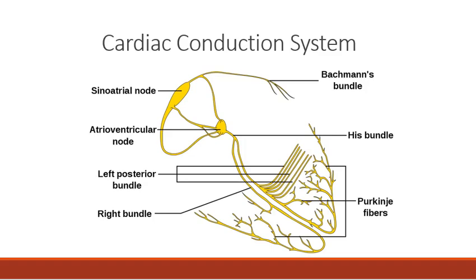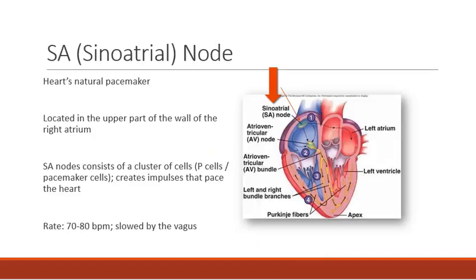Okay, here is another view of the intrinsic innervation of the heart. So starting with the SA or sinoatrial node, this is the heart's natural pacemaker. It is located in the upper part of the wall of the right atrium.